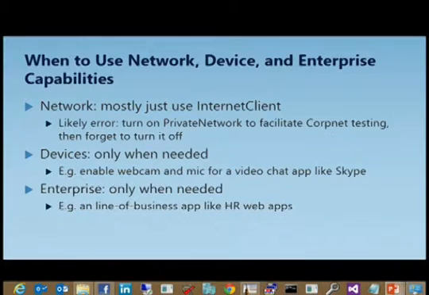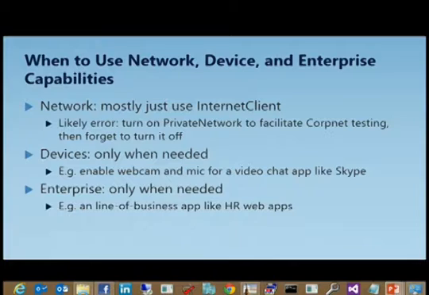When to use network and device capabilities. For the network, mostly just use internet client. That's the simple thing. It lets you be a web browser. You can send requests to whatever you want. You need internet client server if you're going to do peer-to-peer things. So if you have a chat app and it's not strictly server-based, you're actually going to have the two chat clients talking directly to each other. You're going to need internet client server. Basically, that lets you punch holes in the firewall and call listen.